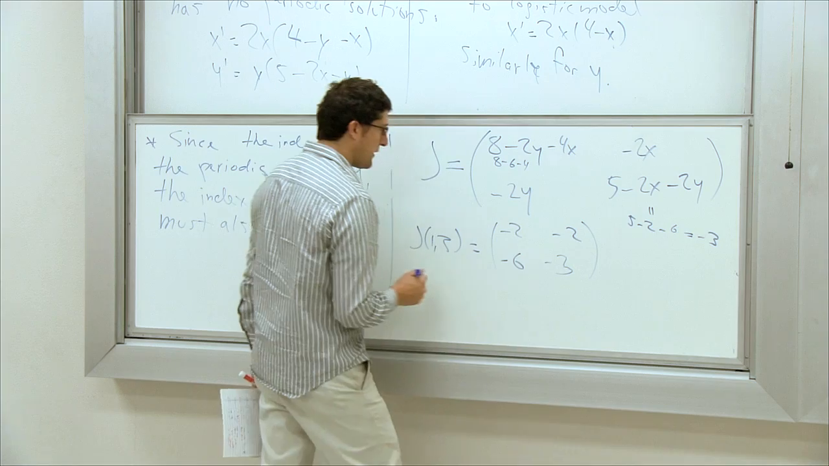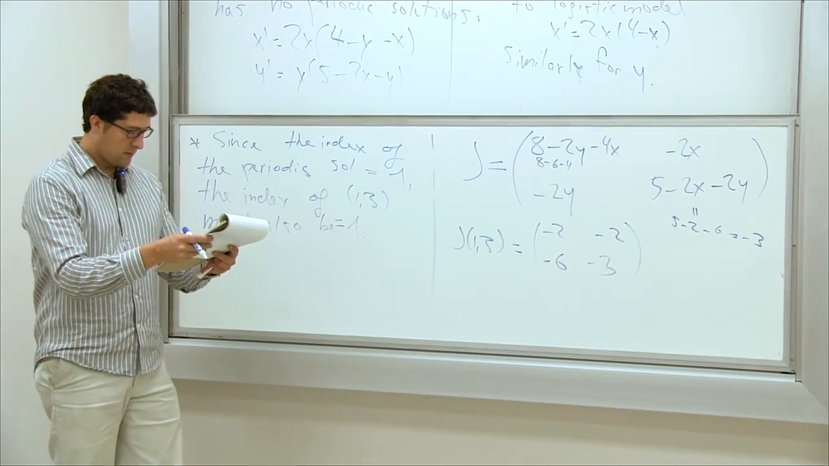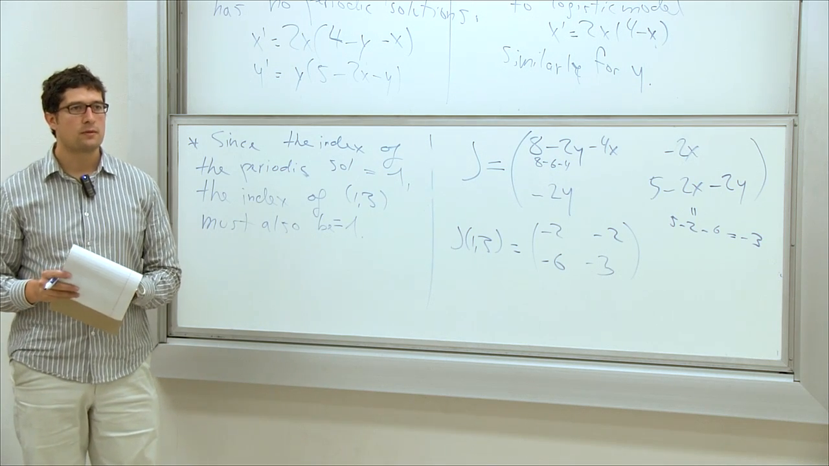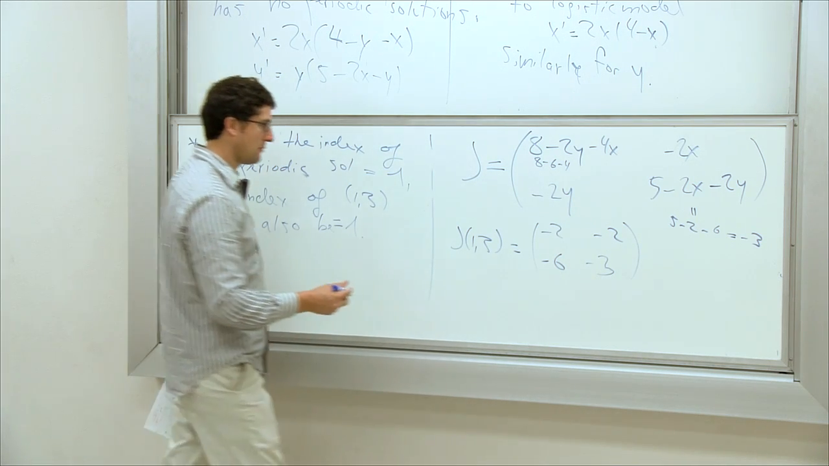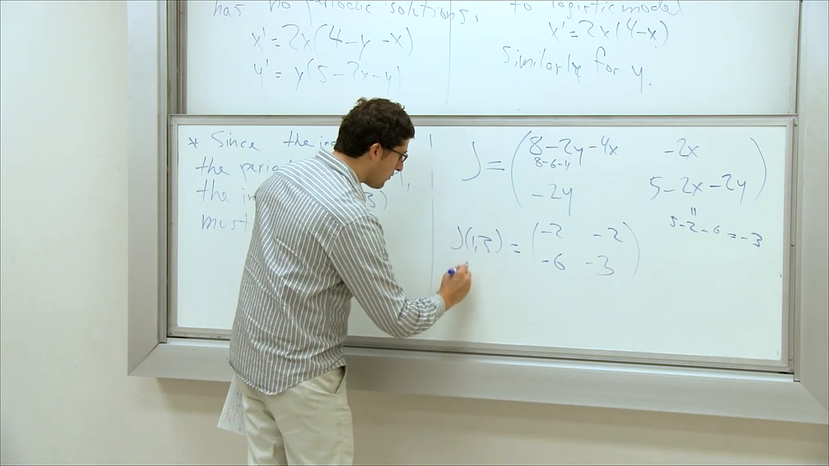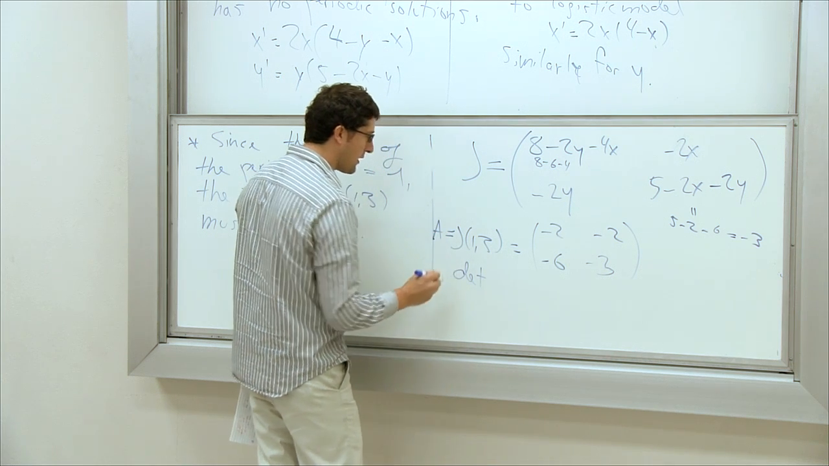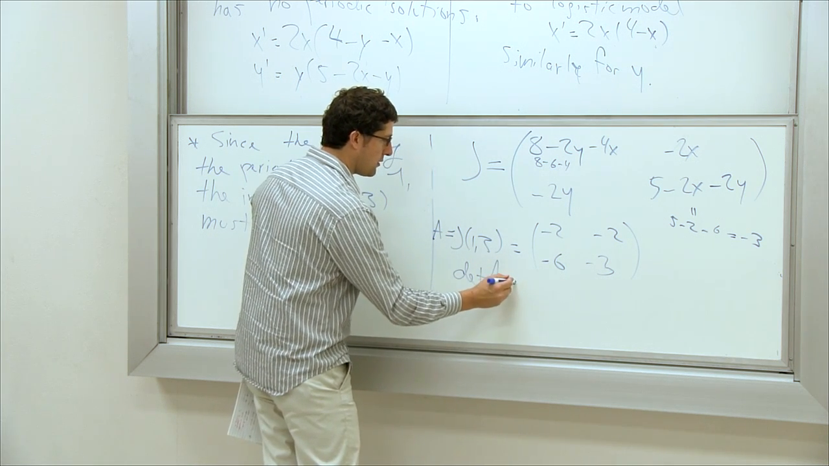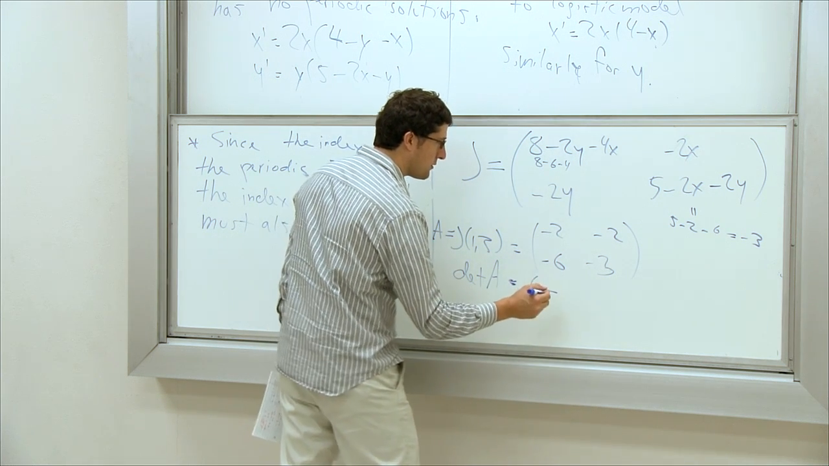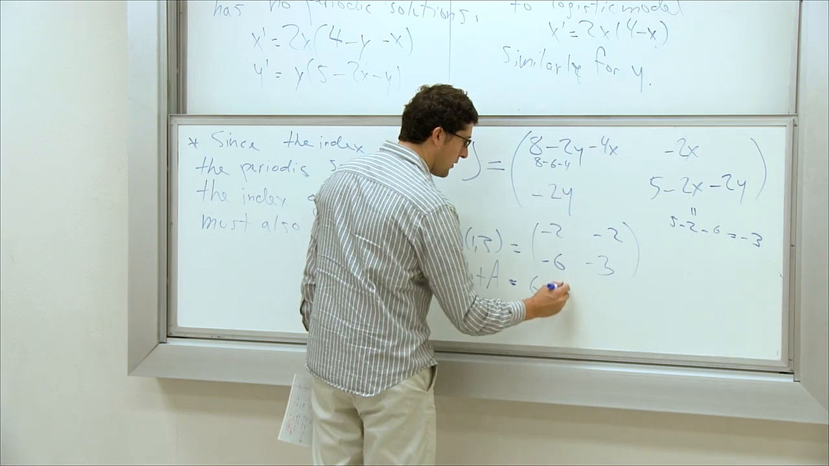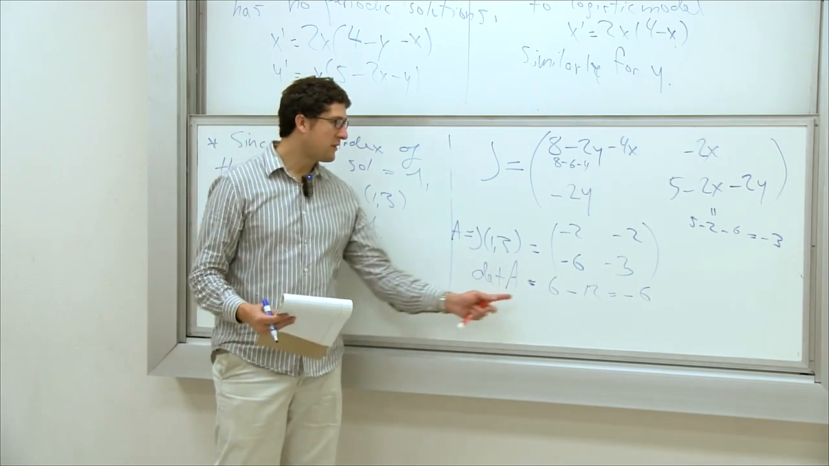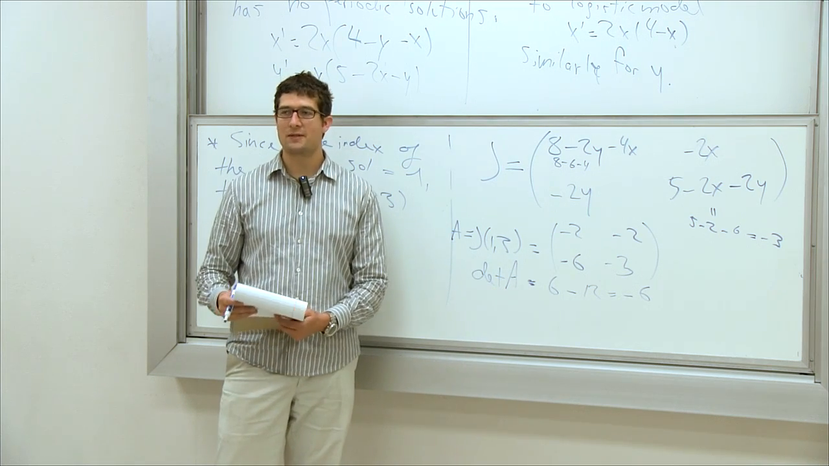Okay. All right. So now what? Is that a saddle? Is that a stable node? What is it? Well, what is the determinant? Let's say we call this A. The determinant of A is 6 minus 12, which is equal to minus 6. In fact, just knowing that the determinant is negative is already enough to show that it's a saddle.